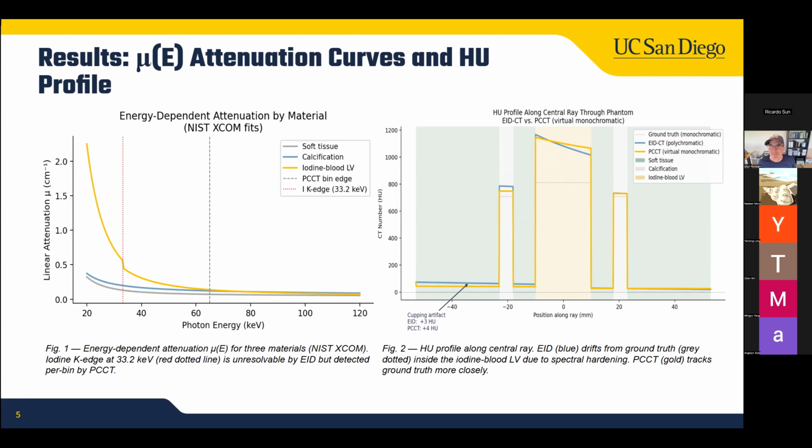But inside the iodinated blood left ventricle, the chamber in the center, the energy integrating detector diverges from the ground truth. It enters the chamber high, then drops as the spectrum hardens across the 20 millimeters of iodinated blood, creating a slope that doesn't reflect true tissue properties. The photon counting CT tracks the ground truth considerably more closely throughout. And this Hounsfield unit drift in the energy integrating detector directly translates to inaccurate contrast quantification in clinical imaging.